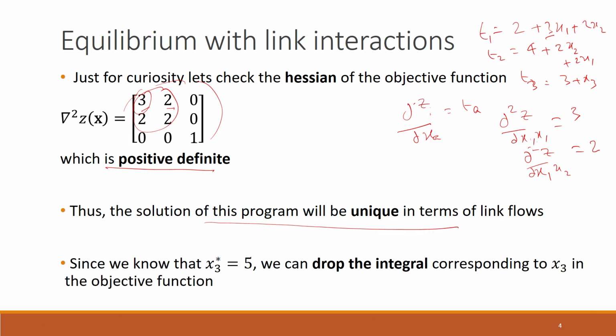Now, since we know that the flow on link 3 will be equal to 5, we can drop the integral corresponding to x3 in the objective function, because that one is the integral from 0 to x3 of 3 plus omega d omega. This is the last term in the objective function. Since x3 is constant, this will come out to be a constant. As you have seen many times before, if you add a constant to an objective function, the optimal solution does not change. So we can drop this term corresponding to the third link in the objective function.